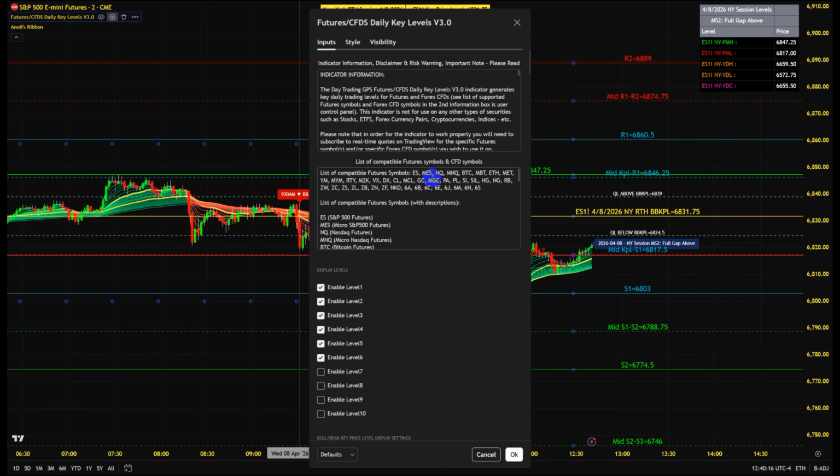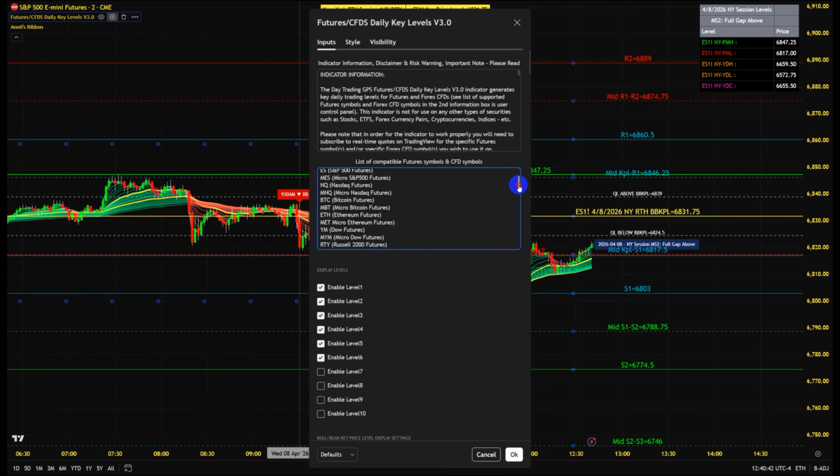So we'll just take a quick look at that before we go on here. So here's the list of compatible futures symbols. As you can see, it also includes the micros of ES and NQ, and then we also have Bitcoin futures, as well as many other different futures. Here you can see a list of compatible futures symbols with descriptions. So we'll just slowly scroll down through here, and you can see all the different futures that this particular indicator works on.